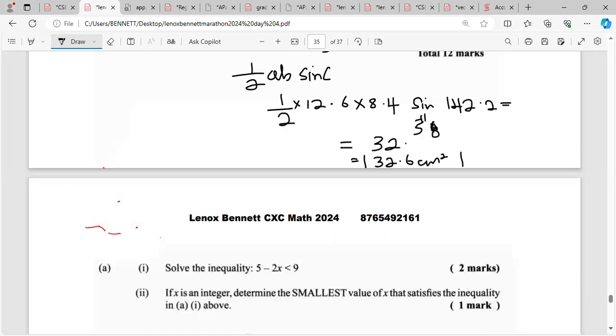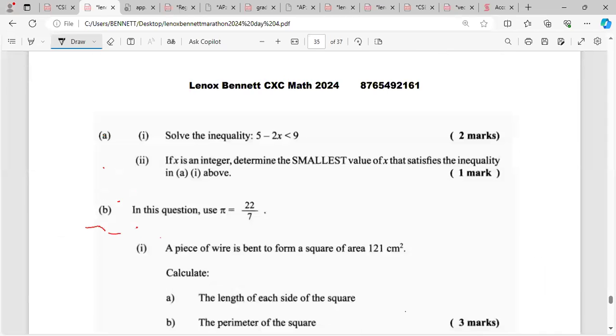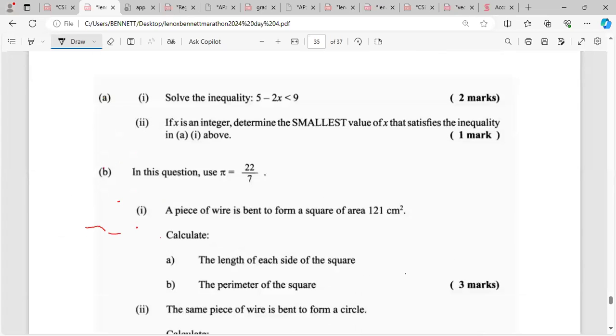But if you know that formula there, we just say work it out the long way, guys. Alright, it says solve the inequality. Solve the inequality 5 minus 2x less than 9. And it says if x is an integer, determine the smallest value of x that satisfies the inequality in A1 above.